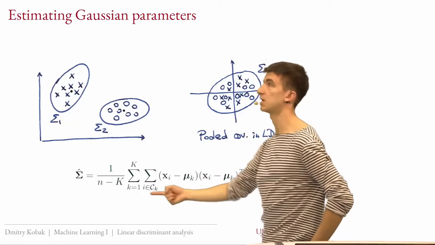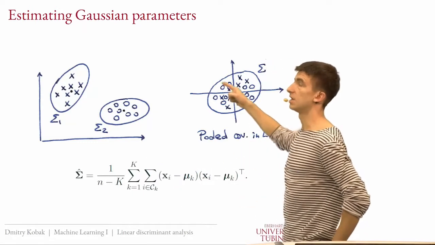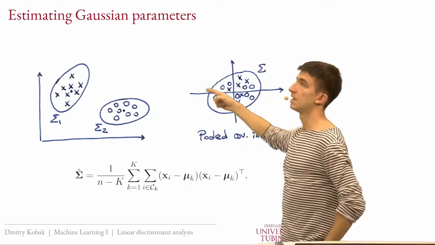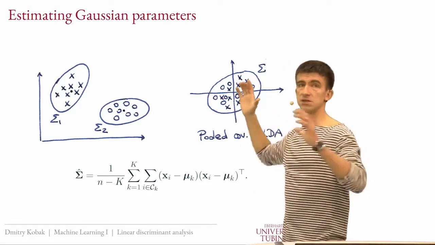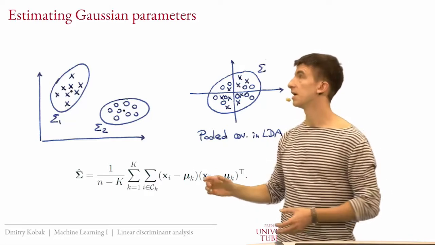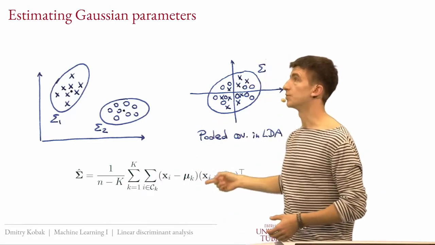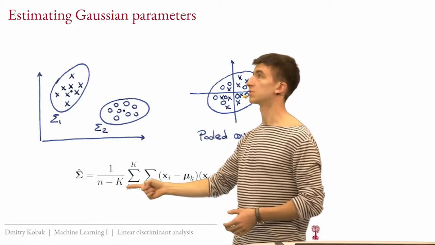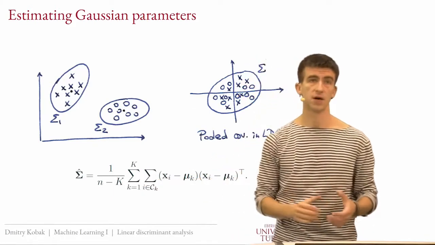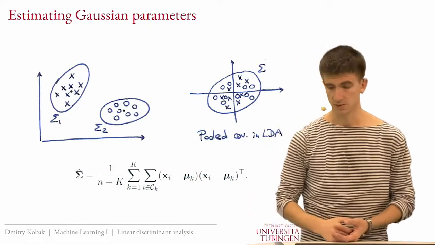So you can interpret this double sum here as just fitting the covariance matrix to this pooled cloud that has means subtracted. I hope this makes sense. And since you have two means that were subtracted, and not only one, you're subtracting two here and not one if you want an unbiased estimate.